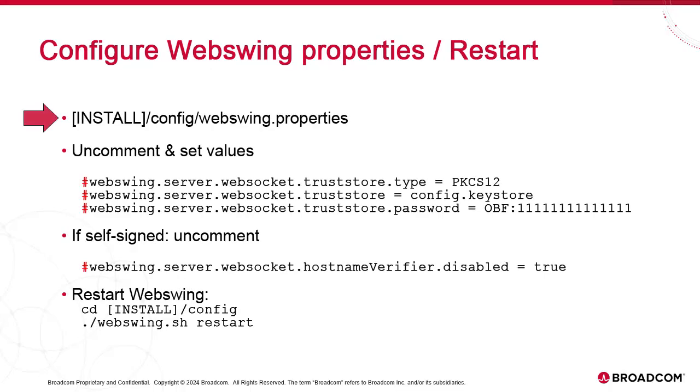The WebSwing properties file contains WebSocket settings. It's found in the config directory. We uncomment the three WebSocket TrustStore lines and specify the TrustStore file, as well as the obfuscated passwords. Since our certificate is self-signed, another line needs to be uncommented, the certificate verification, so that disabled is set to true. Finally, we restart WebSwing.